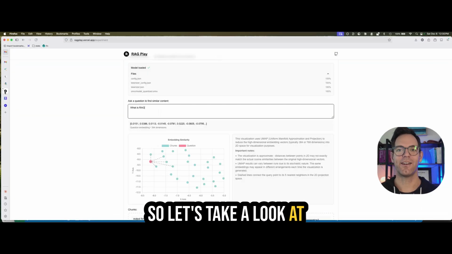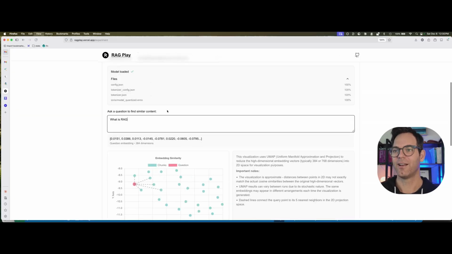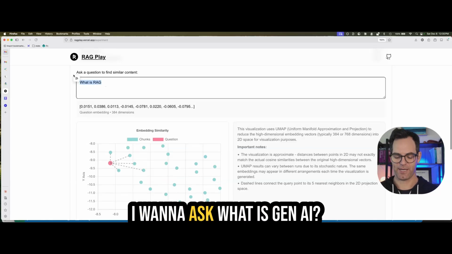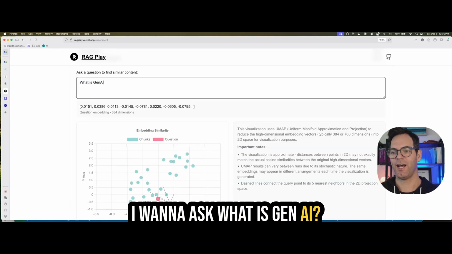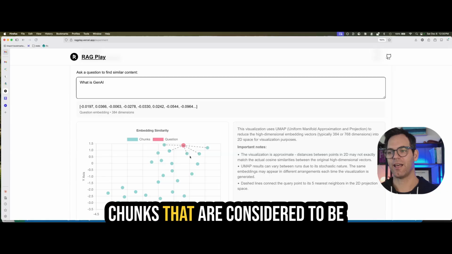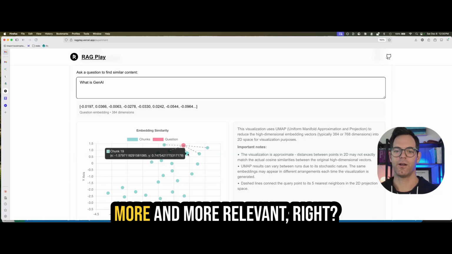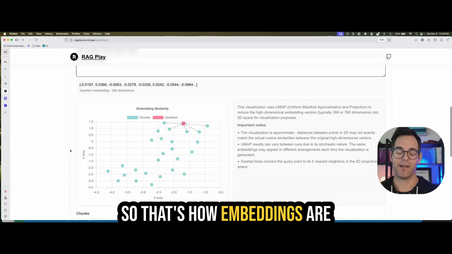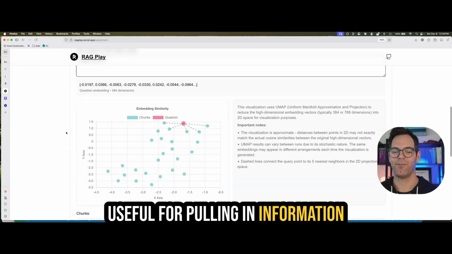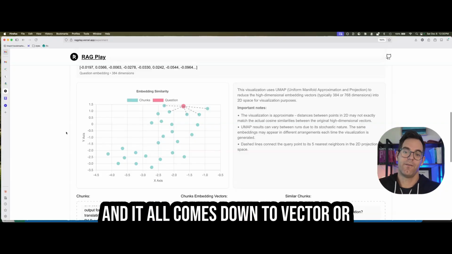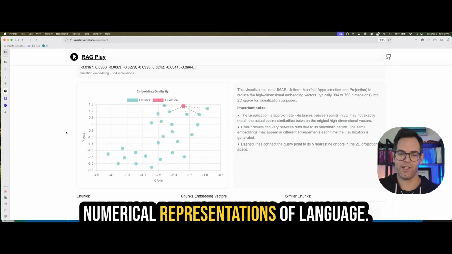So let's take a look at how RagPlay does it here. Here we have all the chunks in our knowledge base, and I want to ask, what is GenAI? And you'll notice as I continue to write, the similarity searches return different chunks that are considered to be more and more relevant, right? So that's how embeddings are useful for pulling in information from a knowledge base. And it all comes down to vector or numerical representations of language.